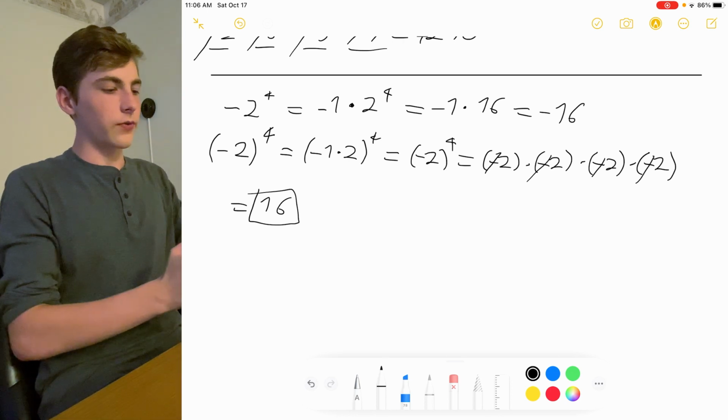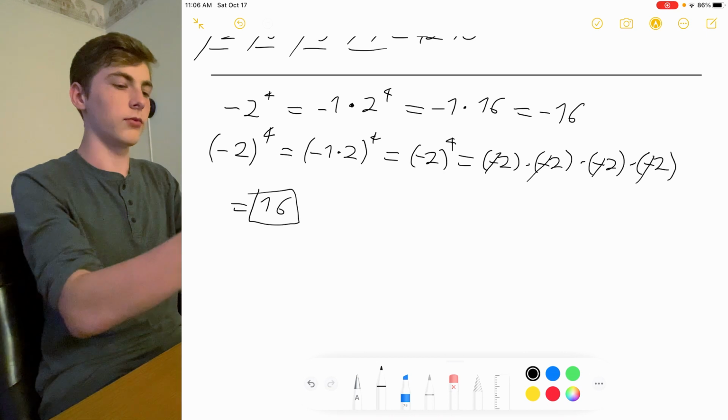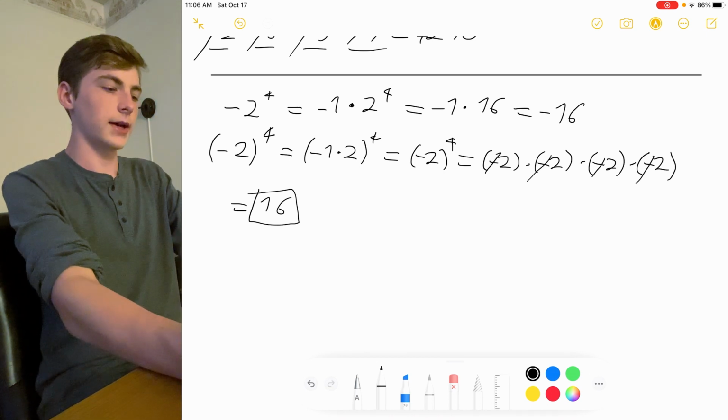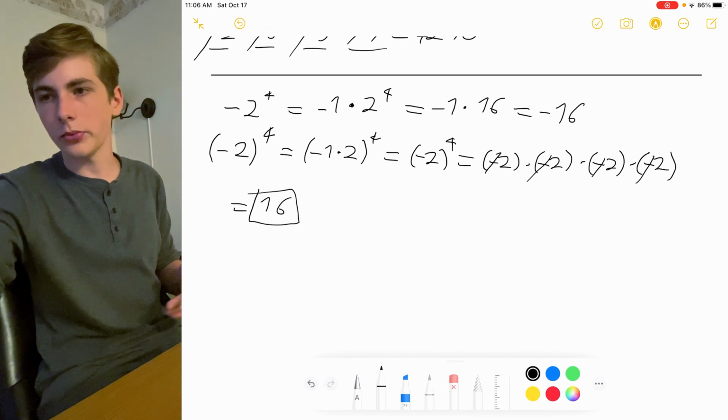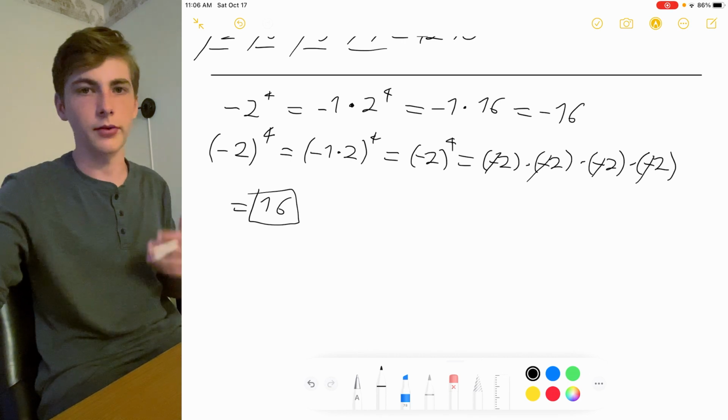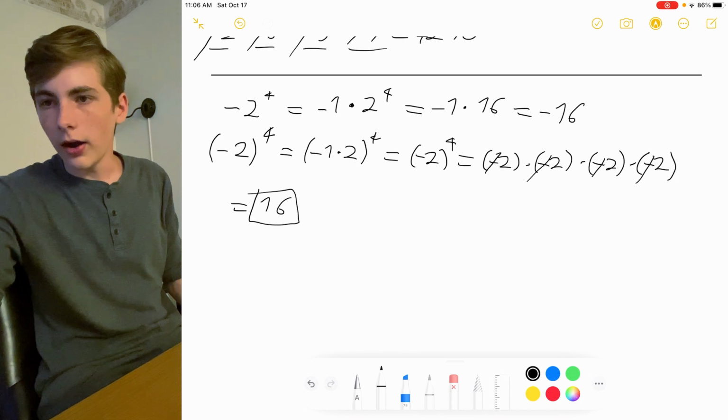So those are the different ways that you can write this, and they will give you different answers. That's why you need to be really careful about that. It's an important thing that comes up a lot when we have negatives. That's why I was going over it.